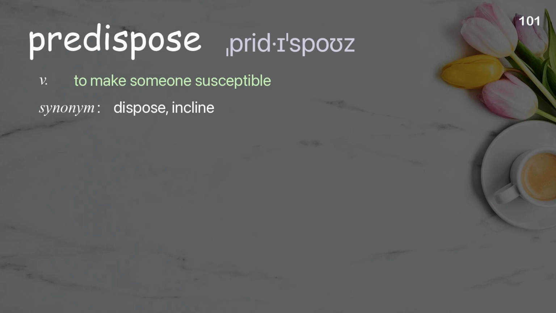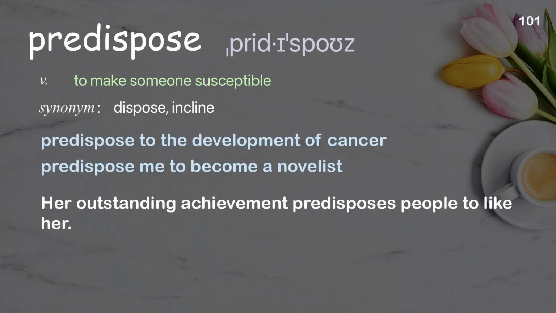Predispose. To make someone susceptible. Examples: Predispose to the development of cancer. Predispose me to become a novelist. Her outstanding achievement predisposes people to like her.